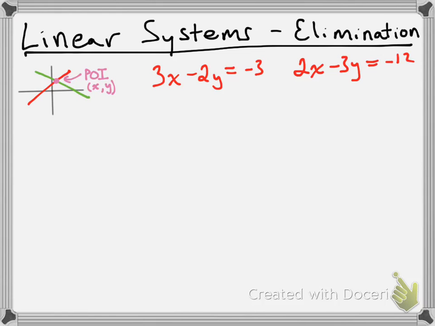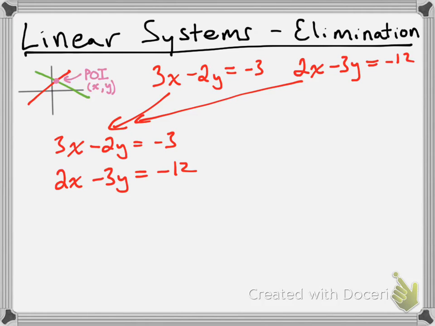Okay, so to solve this using the method of elimination, I'm going to want to stack one equation over top of the other, like so. I'm going to put 3x minus 2y up top, so 3x minus 2y is equal to negative 3. And on the bottom, I'm going to have 2x minus 3y is equal to negative 12. So I'm going to stack them like that.